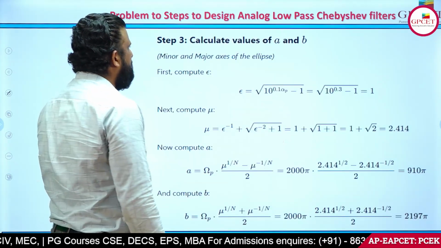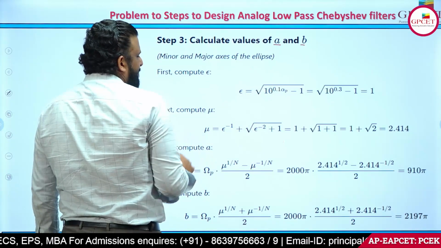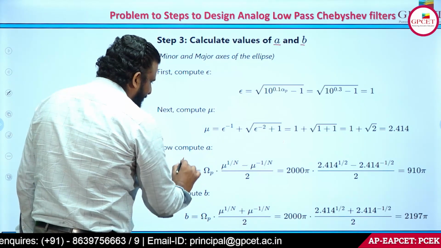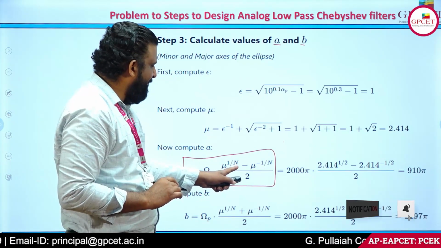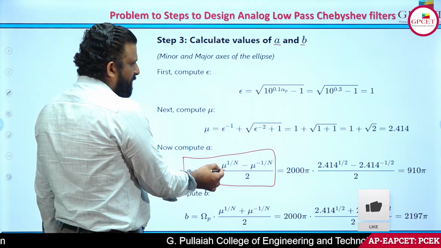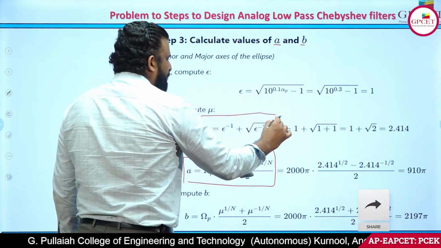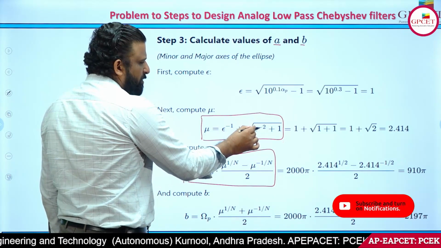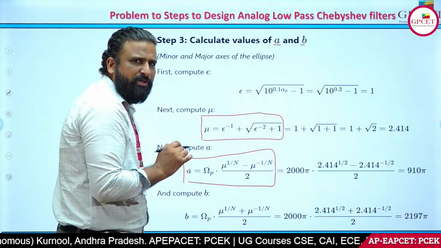In the third step, we need to calculate the major and minor axis, that is A and B. First, to calculate the values of A and B, why? Because we know that A is equal to, this is the main formula, omega p into (mu to the power of 1 by capital N minus mu to the power of minus 1 by capital N). Here we don't know the value of mu. To find the value of mu, just recall the formula. What is the value of mu here? Mu is equal to epsilon to the power of minus 1 plus square root of epsilon to the power of minus 2 plus 1. To find this mu value, this is the formula we need to use.